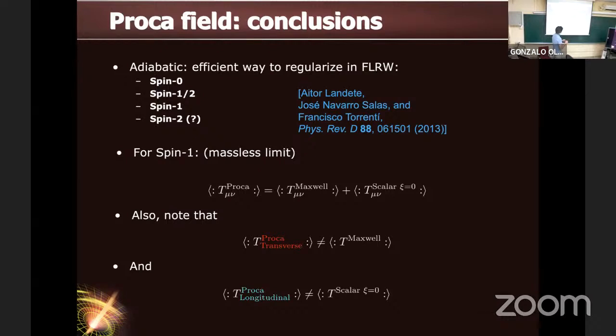But some very interesting comments that I would like to remark is that if you just focus on the transverse polarizations of the Proca field, these are not Maxwell theory. And if you just focus on the longitudinal, this is not the scalar field, which is the behavior that we were expecting classically from the equations of motion. What that means is that if we really want to replicate the quantum behavior of a massive or massless vector field, we need to use that theory.